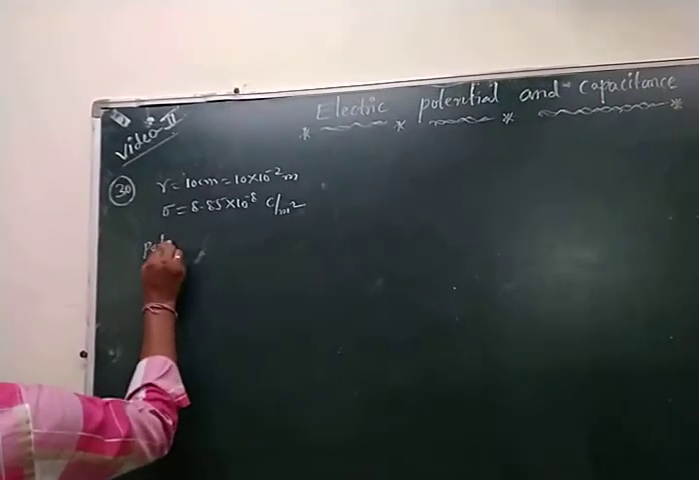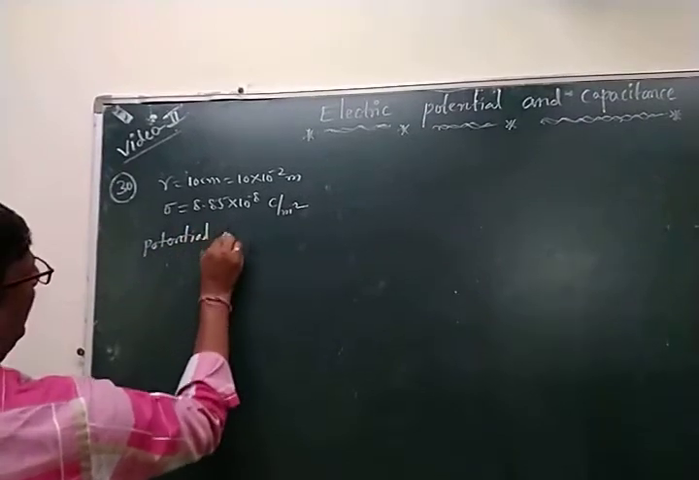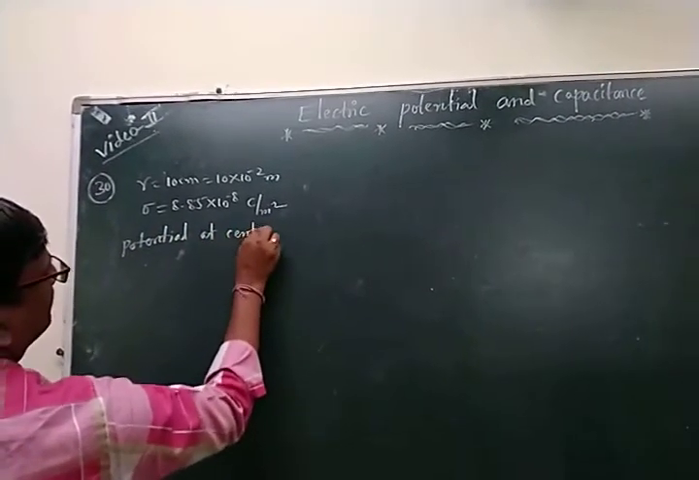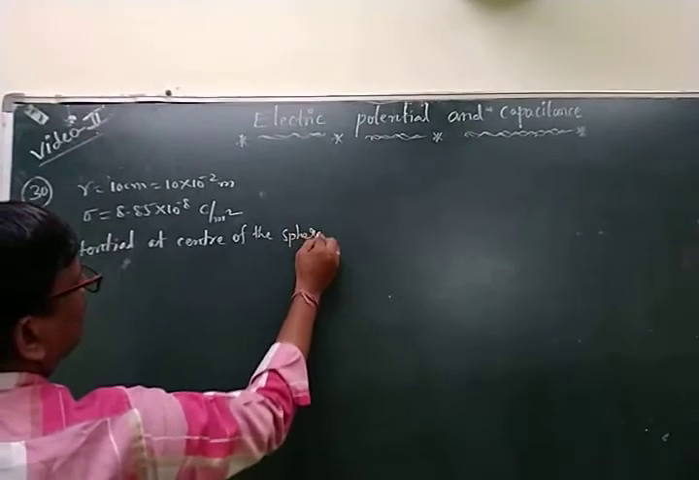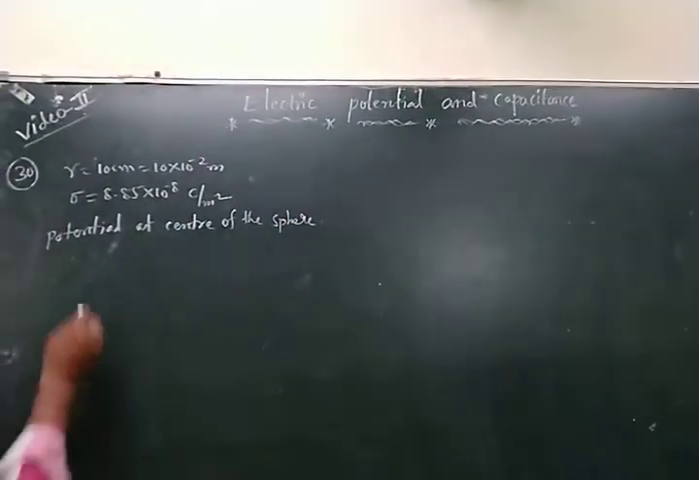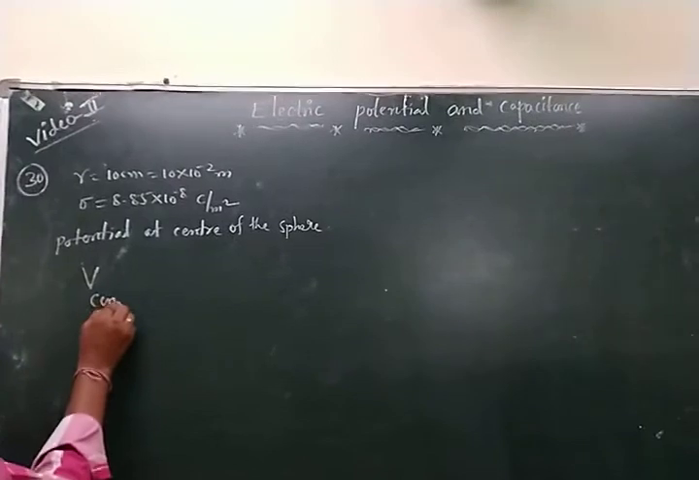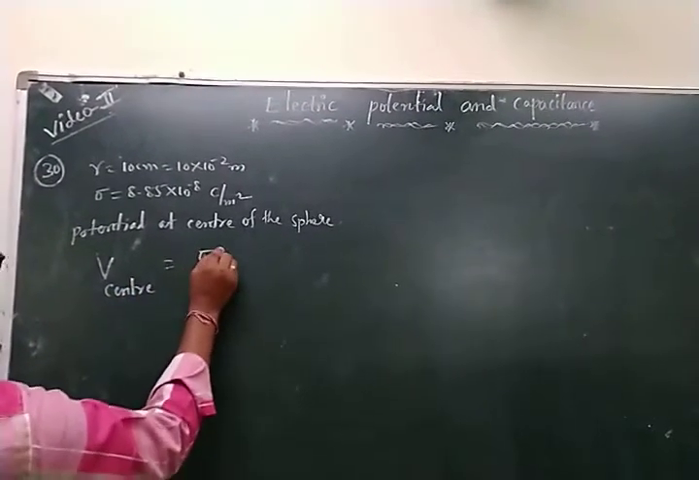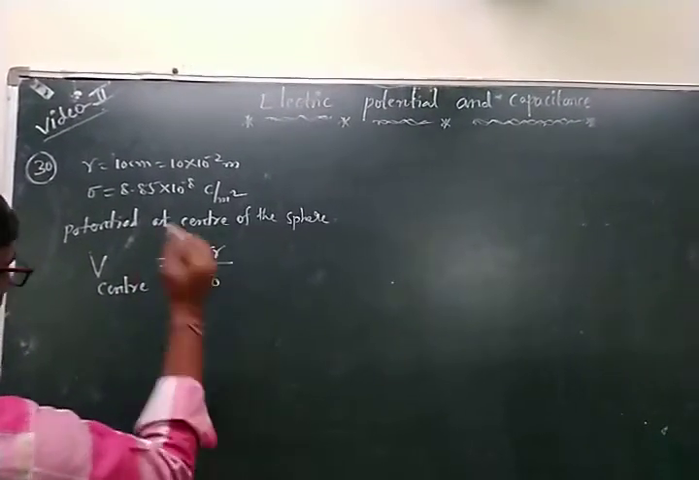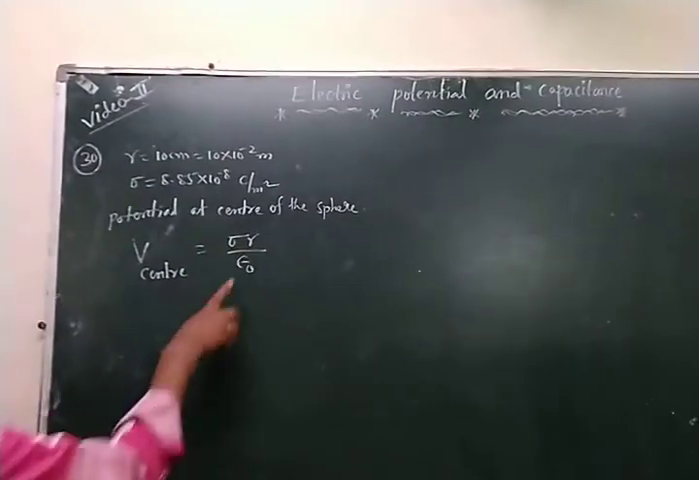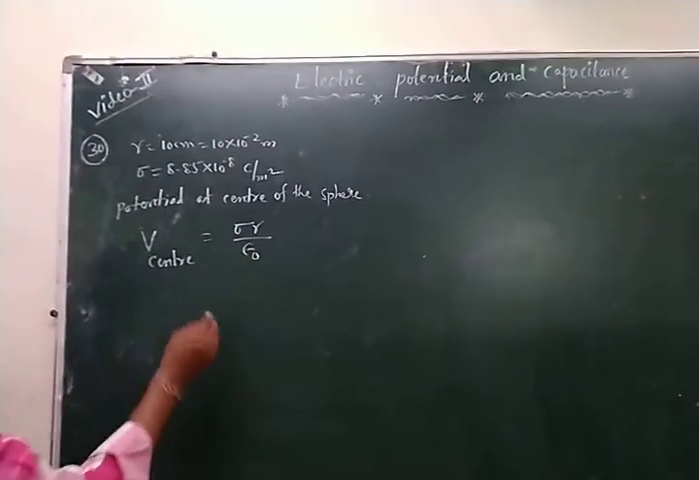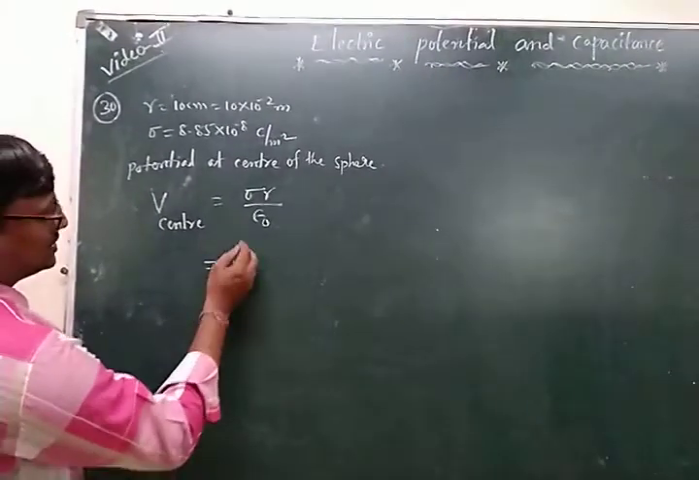The potential at the center of the sphere. The formula is V center is equal to sigma r by epsilon naught. What is the formula? Sigma r by epsilon naught. Epsilon naught is the permittivity, which is a constant value.